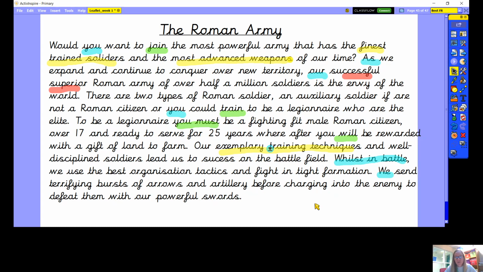I look forward to reading your paragraph and remember, lots of interesting facts that you've been researching. Okay, brilliant, Year 4, well done. I look forward to reading these.